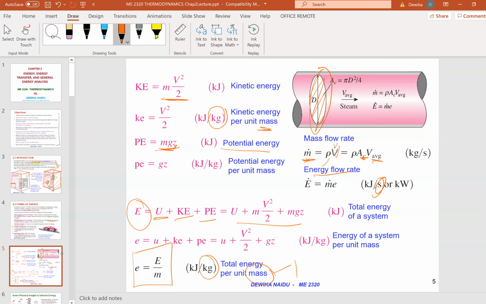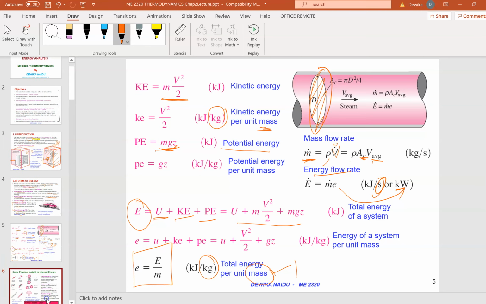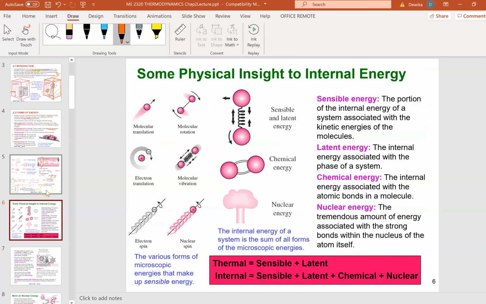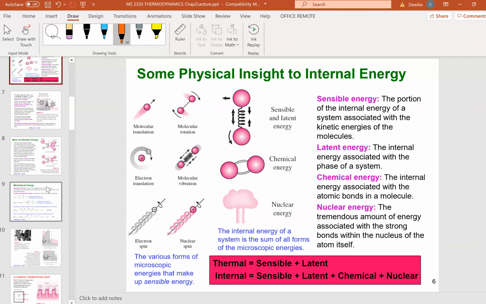Yeah, so you have energy flow rate, which is actually giving you power. Okay, so there are some physical insights of your internal energy itself. So these are the movements in the internal energy.